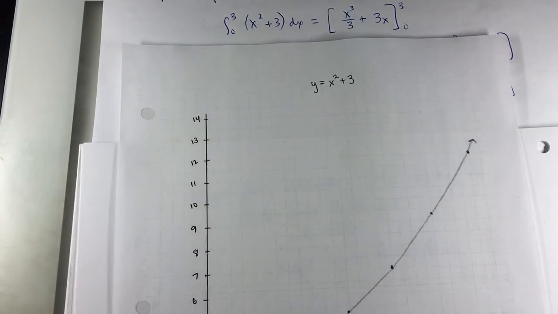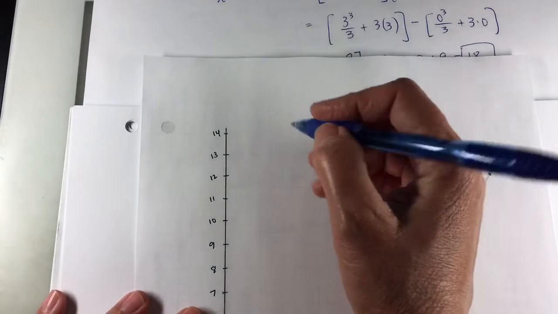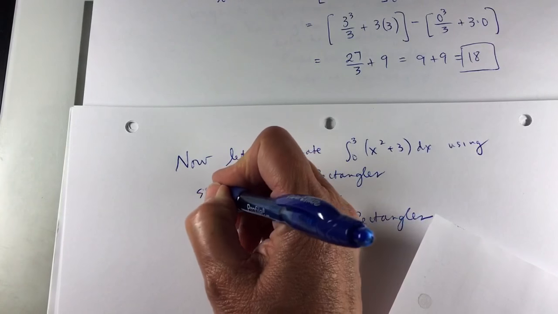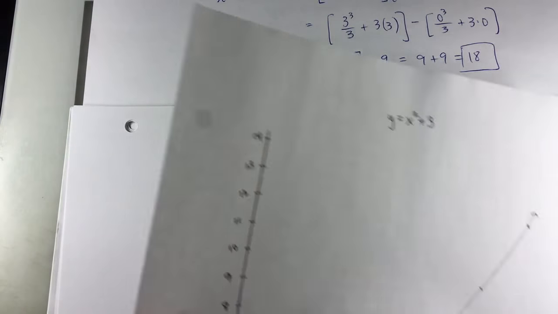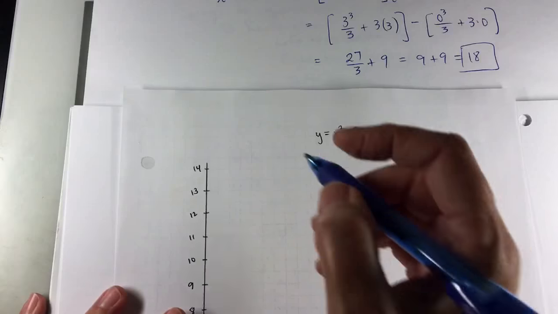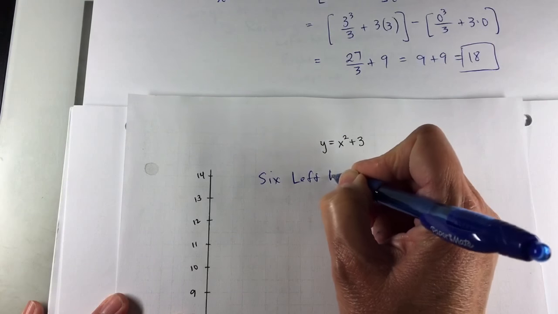So here's my picture, and I'm going to use 6, by the way. I didn't say that. 6. What happens if I take smaller and smaller and smaller ones? It's better and better and better. But I'm going to use 6 of them. So I'll use 6 left-hand rectangles.